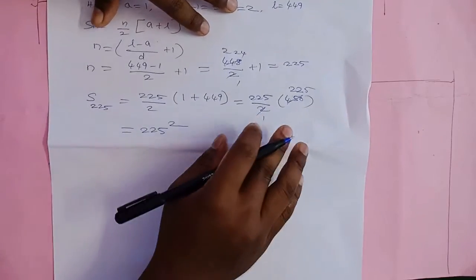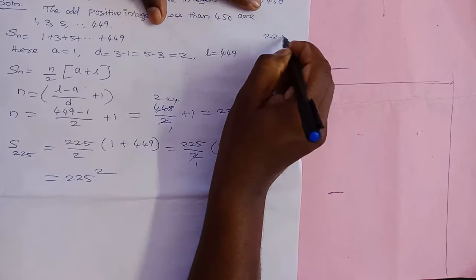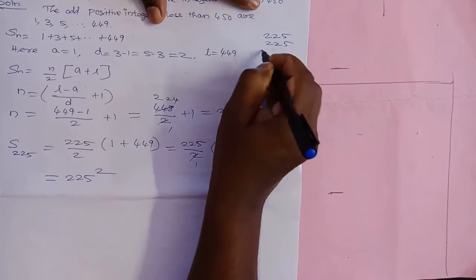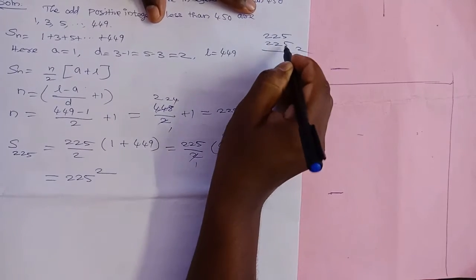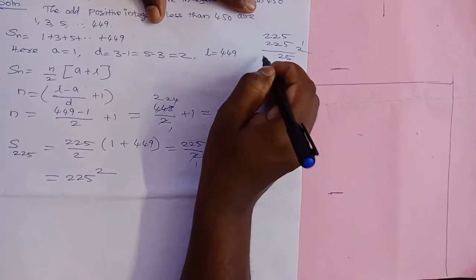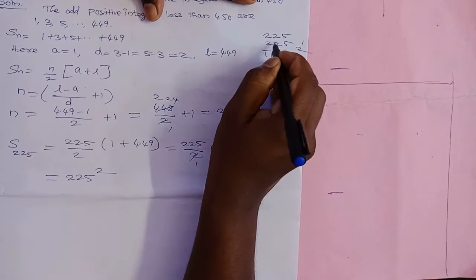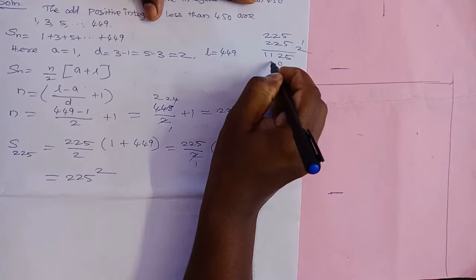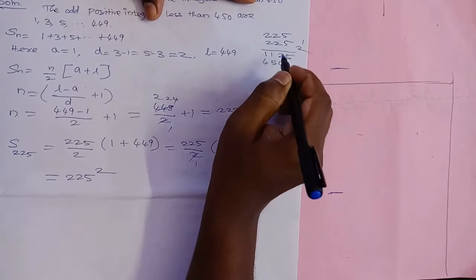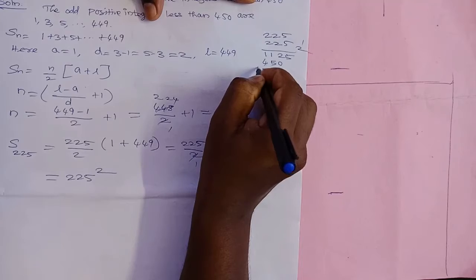So now multiply 225 into 225. 5 fives are 25, remaining 2. 5 twos are 10, 10 plus 2 is 12, remaining 1. 5 twos are 10, 10 plus 1 is 11. Now multiply by 2: 2 fives are 10, remaining 1. 2 twos are 4, 4 plus 1 is 5, and 2 twos are 4. The same number, 225 into 2, is equal to 450, so 0, 5, 4.